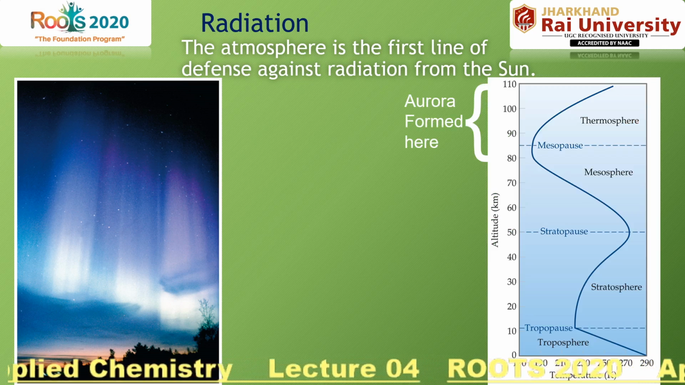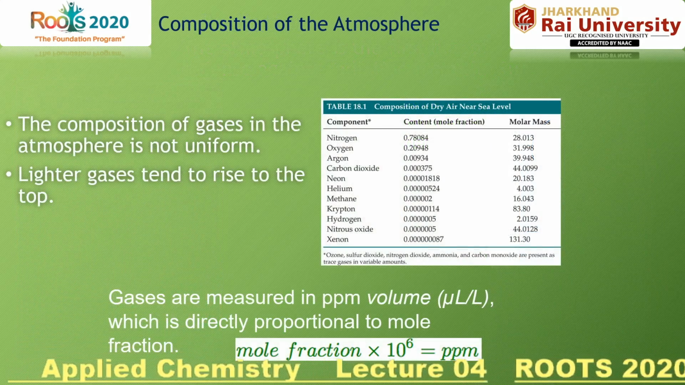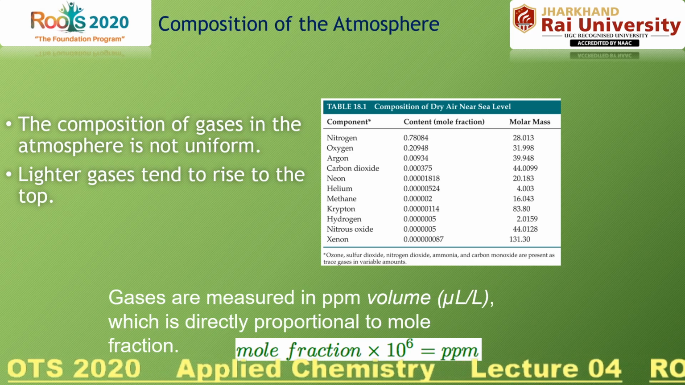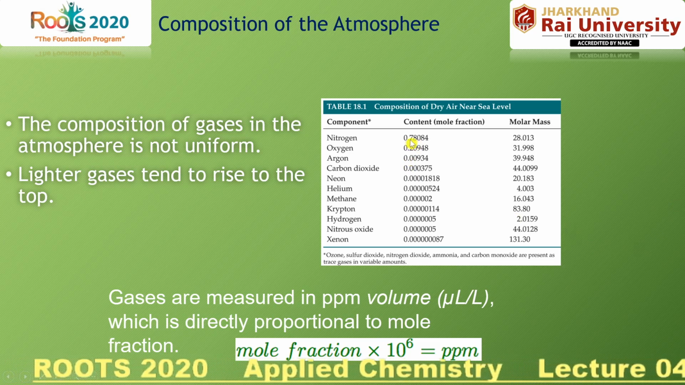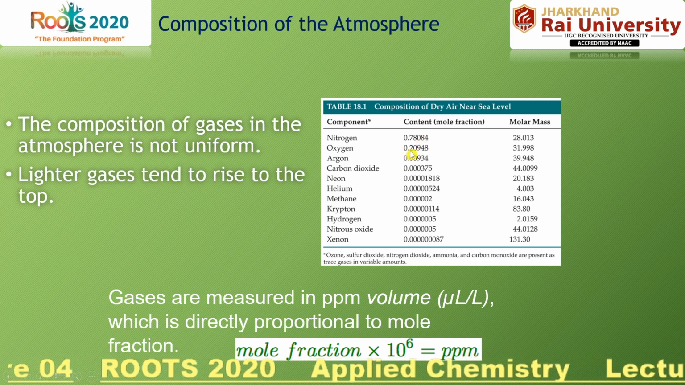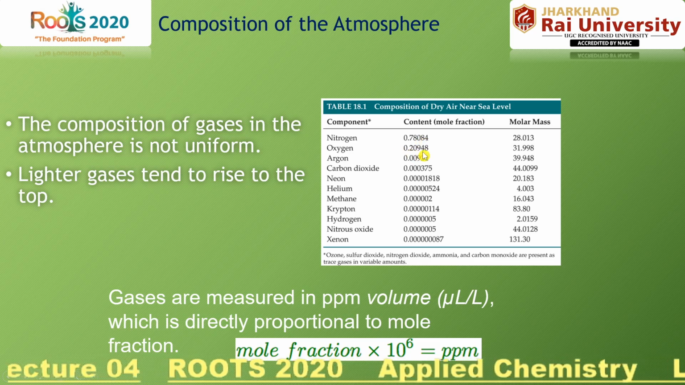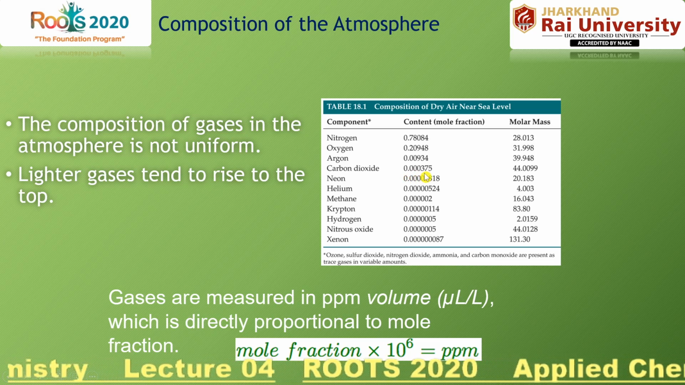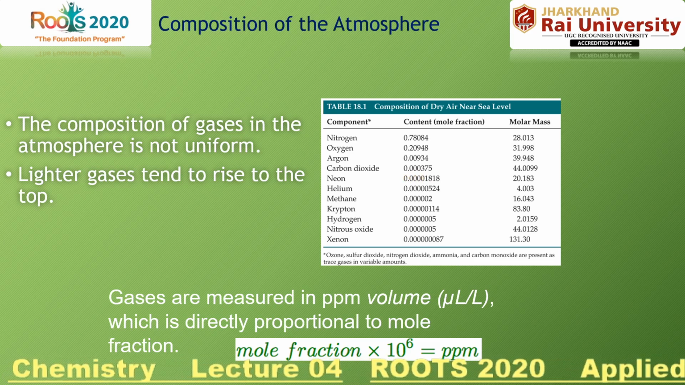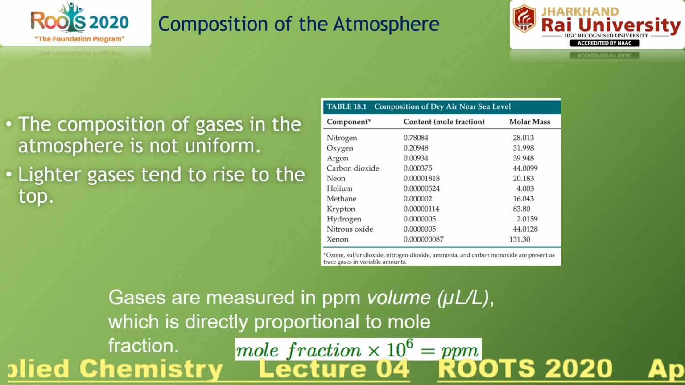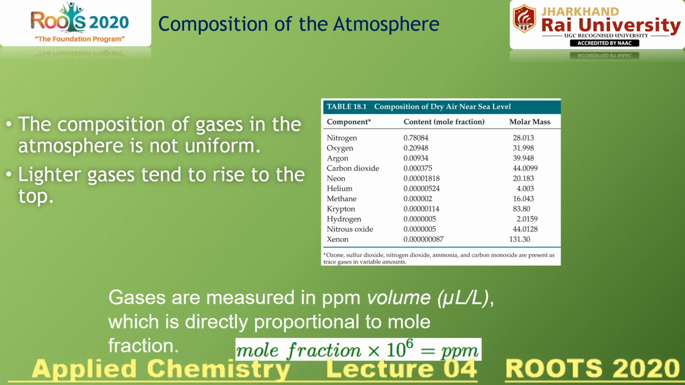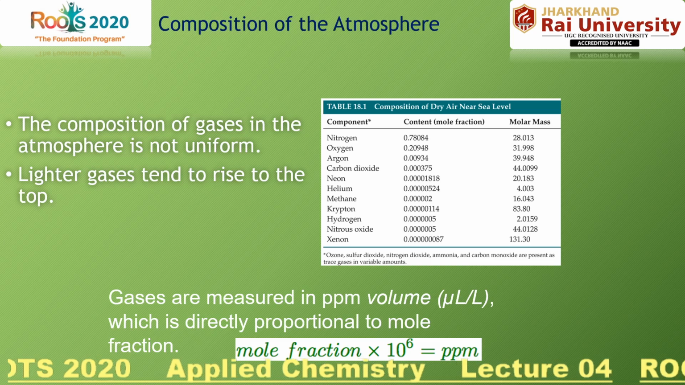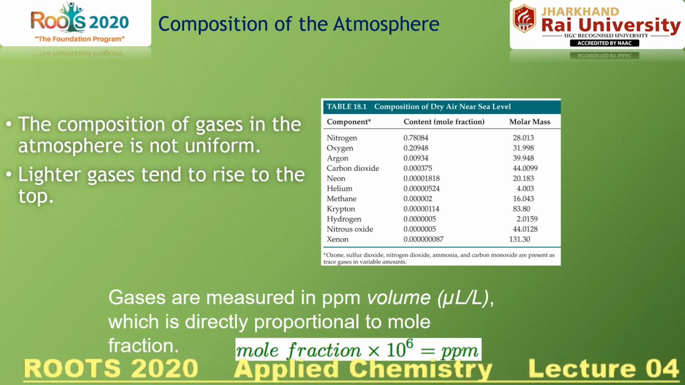We have also studied the various layers. Now what is the composition of the various gases in our atmosphere? We know that nitrogen is about 78%, oxygen 20 to 21%, and carbon dioxide is 0.04%. With the increase of carbon dioxide, it can cause various effects on the environment. Due to deforestation, the concentration of carbon dioxide is increasing, and it can cause global warming.